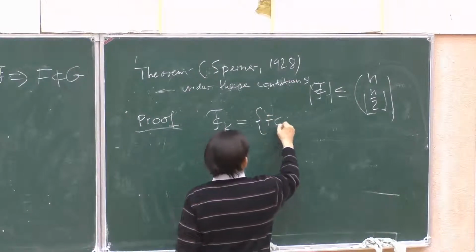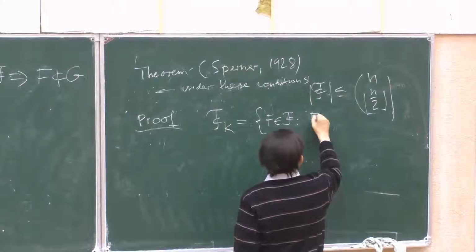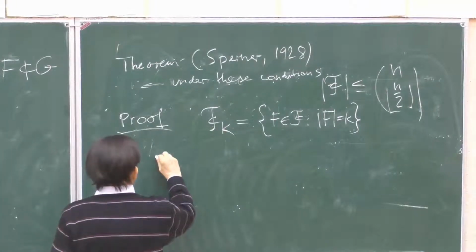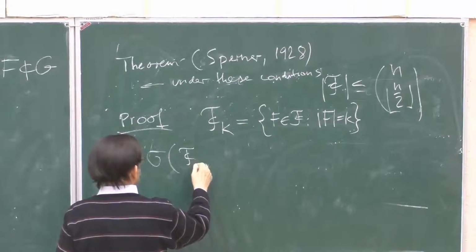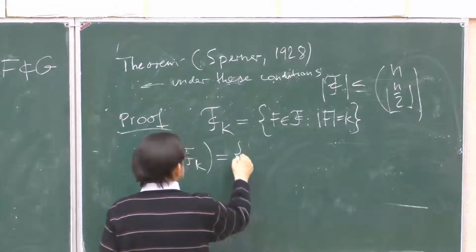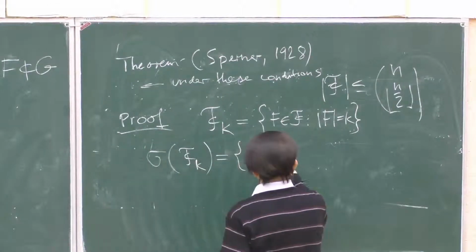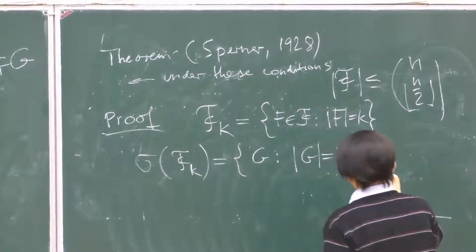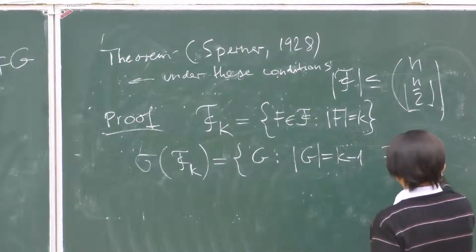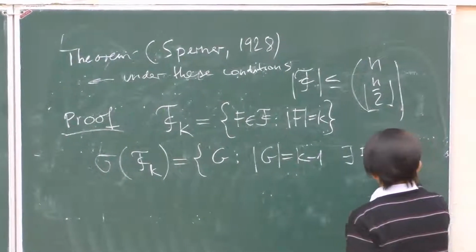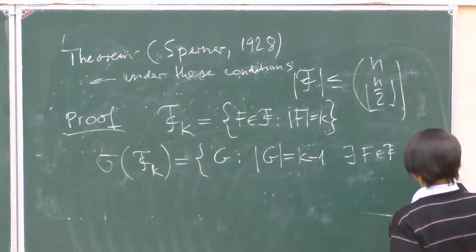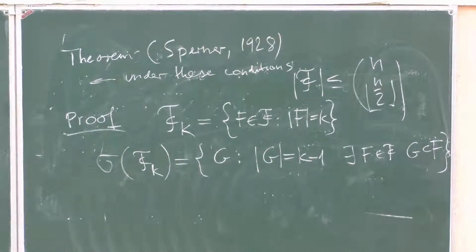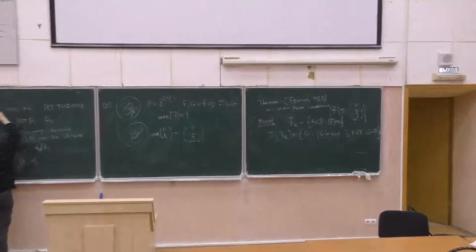Formally, I introduce the shadow, which consists of the sets G such that G has k minus 1 elements, and there is an F in the family such that G is a subset of F. I will show some pictures to make it more clear.